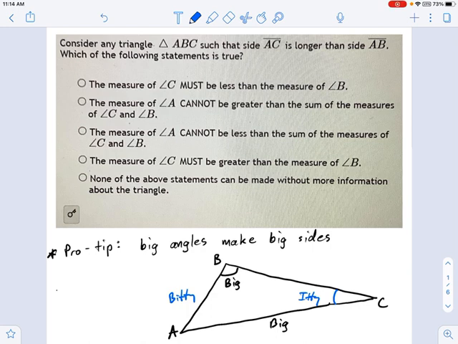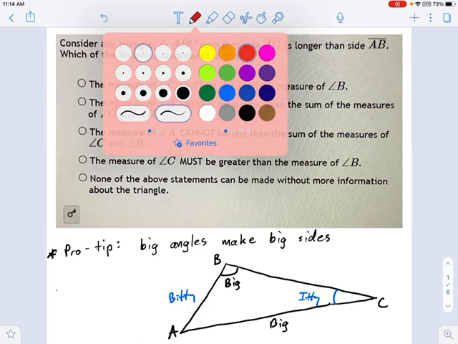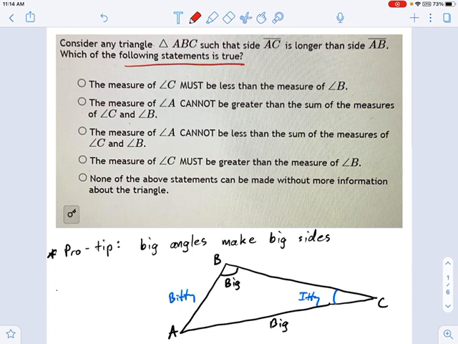Let's see what we want here. We want to know which one of the following statements is true. The measure of C must be less than the measure of B. Well, first of all, let me get rid of the distracting parts of this triangle and only put in the pieces that I know from what it told me. It told me that AC is longer than AB. So it told me this is big and this is small.